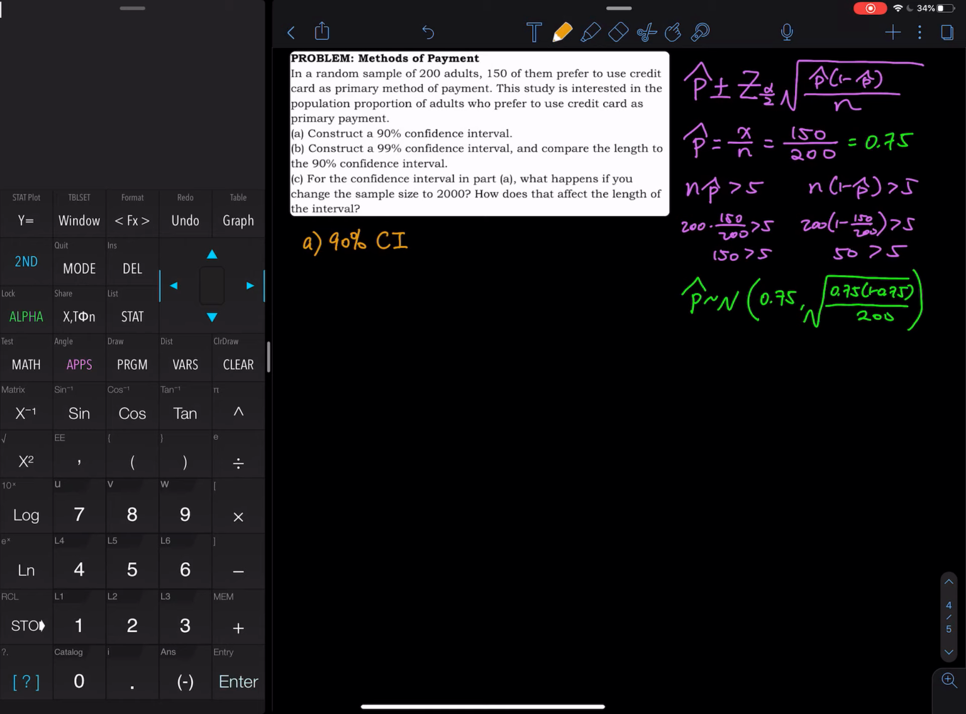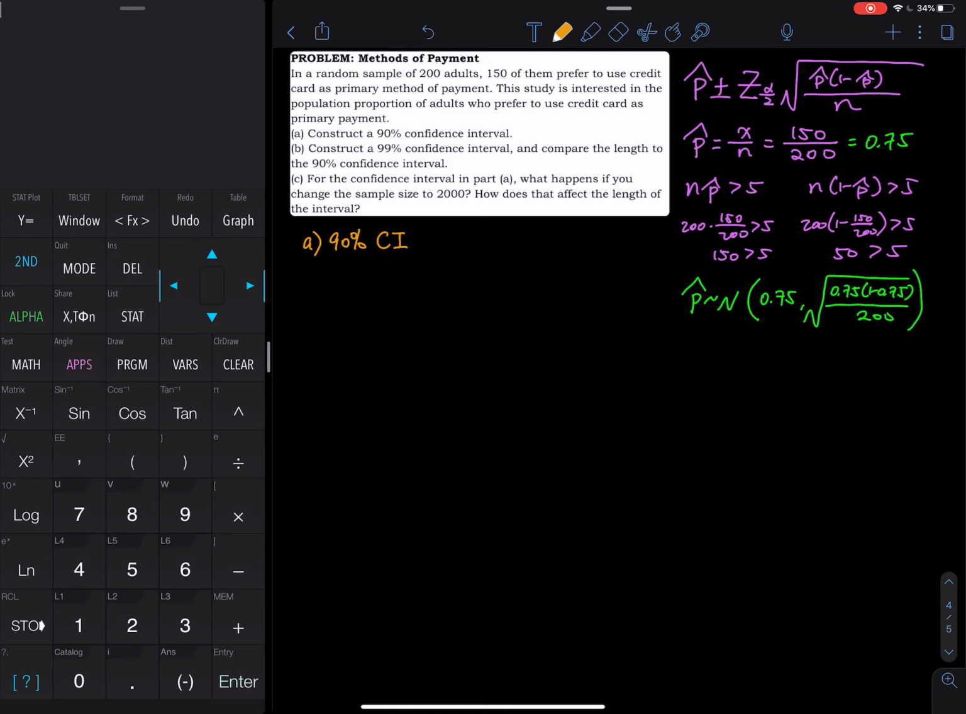And then I also check the condition. So when n times p hat is greater than 5, and n times 1 minus p hat is greater than 5, then we say the sampling distribution of p hat follows normal distribution. Do you see the green? Follows normal distribution with the mean equal to p hat and the standard deviation, you can call that a standard error, the square root of 0.75 times 1 minus that divided by 200.